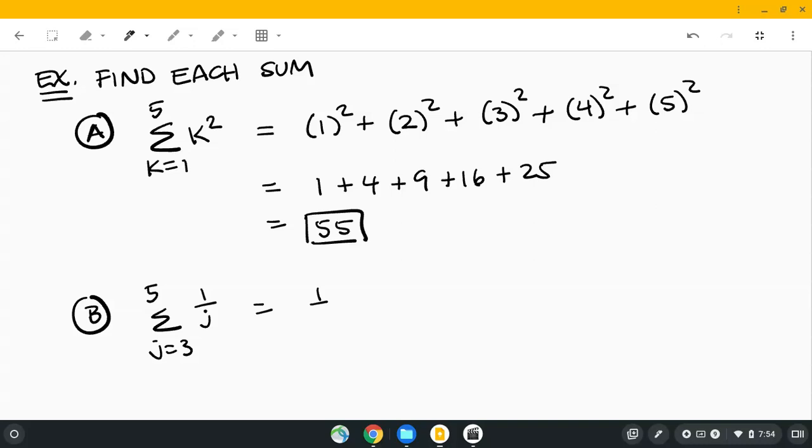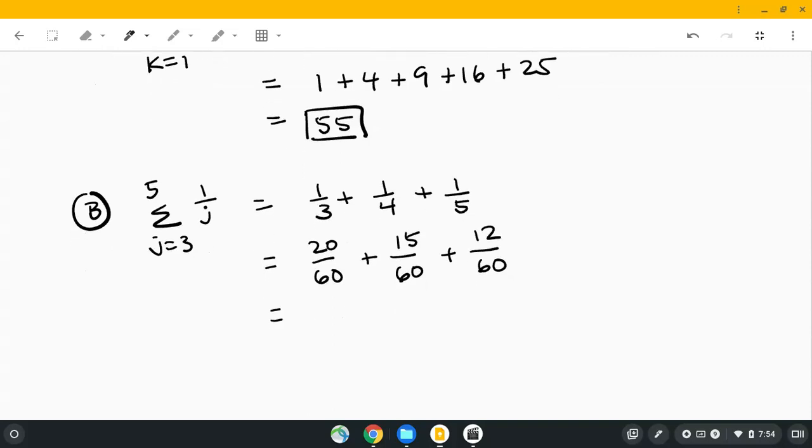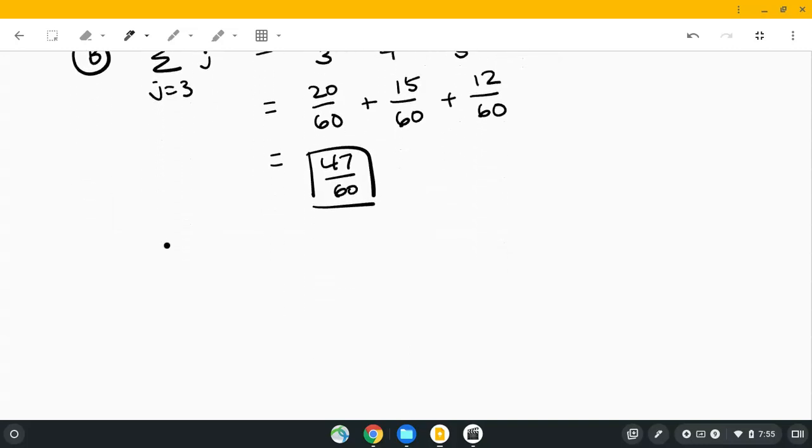So the third term is 1 over 3. The fourth term is 1 over 4. And the fifth term is 1 over 5. And then we add these all together. Looks like 60 is our LCD. So that's 20, 15, and 12. And when we add that all up, we get 47 over 60. So that would be the sum of the third term all the way up to the fifth term.